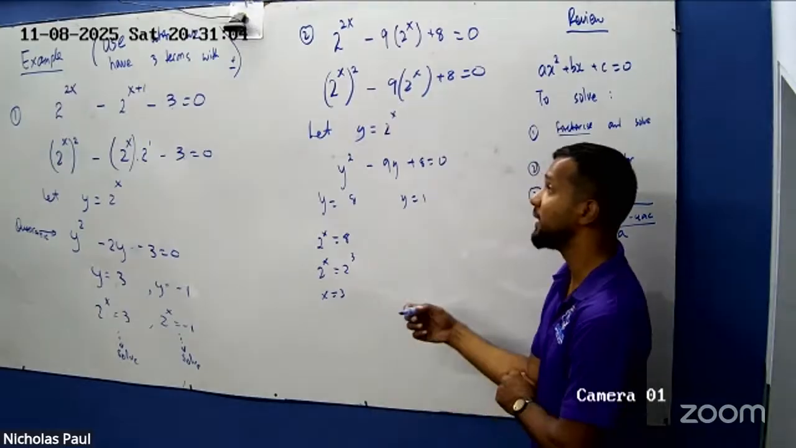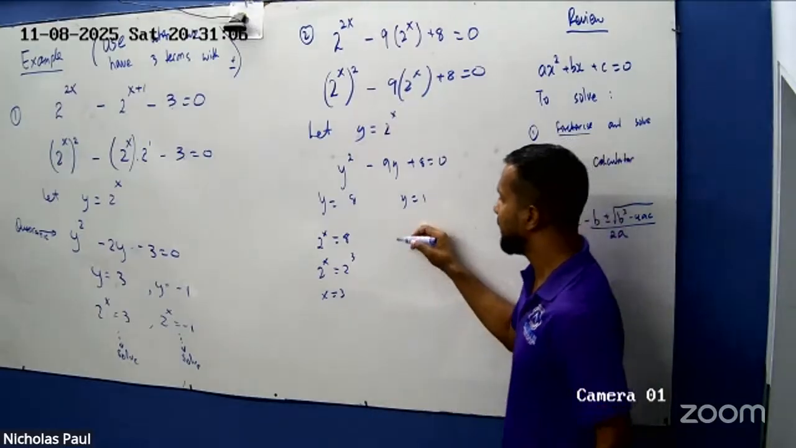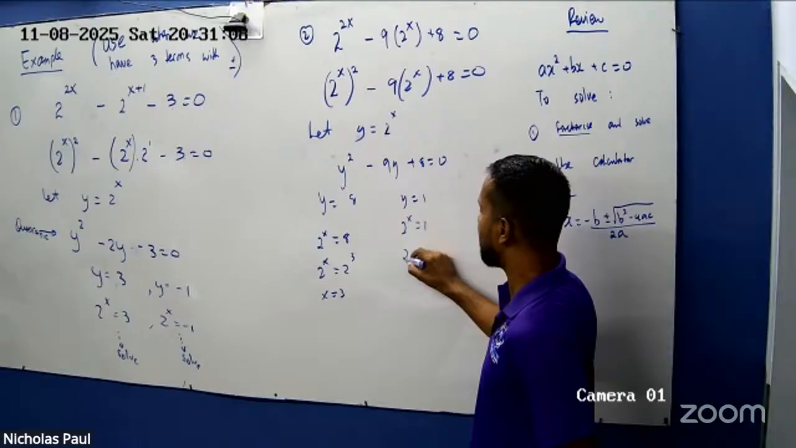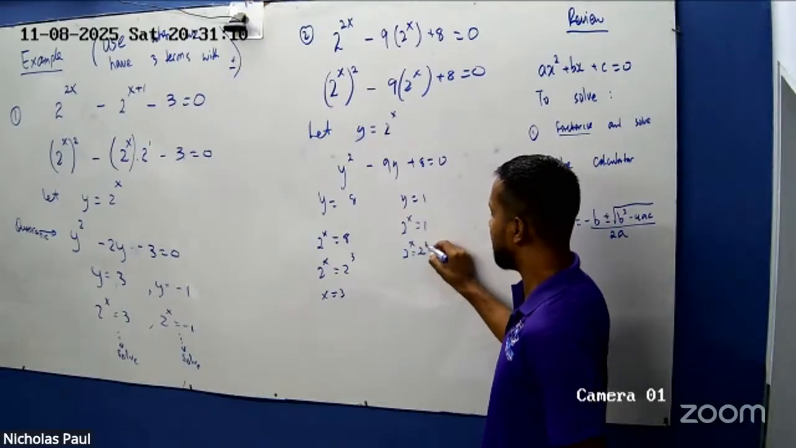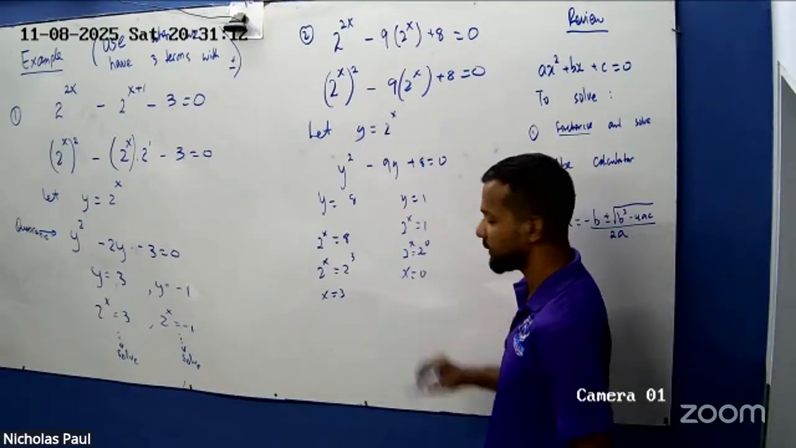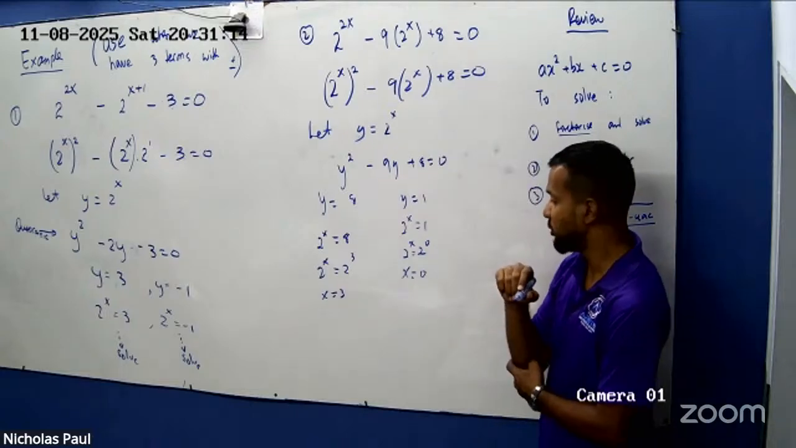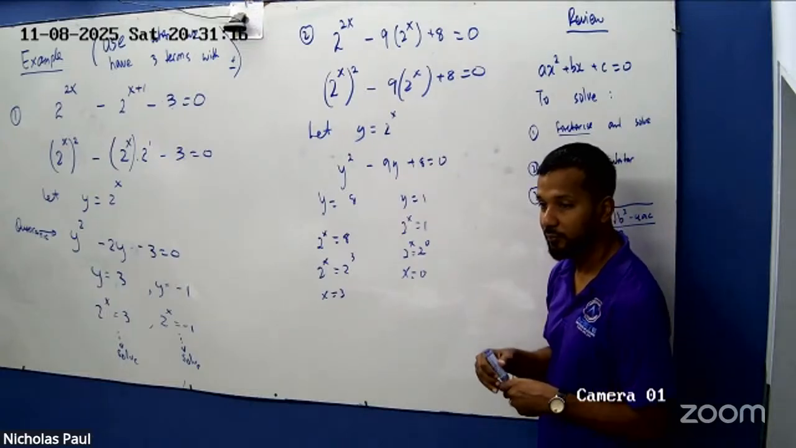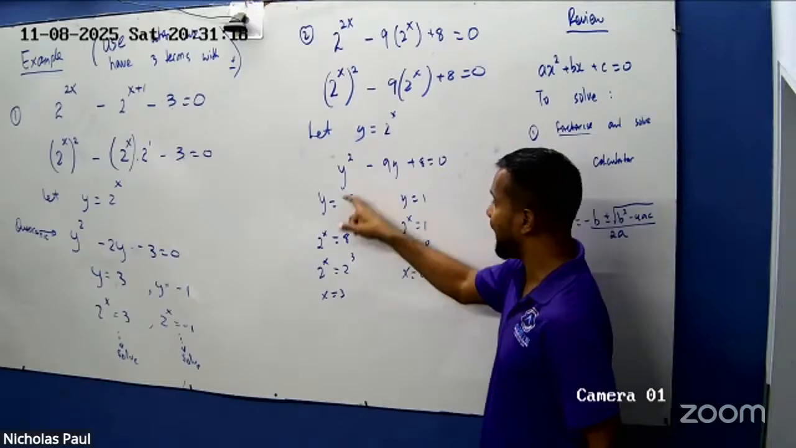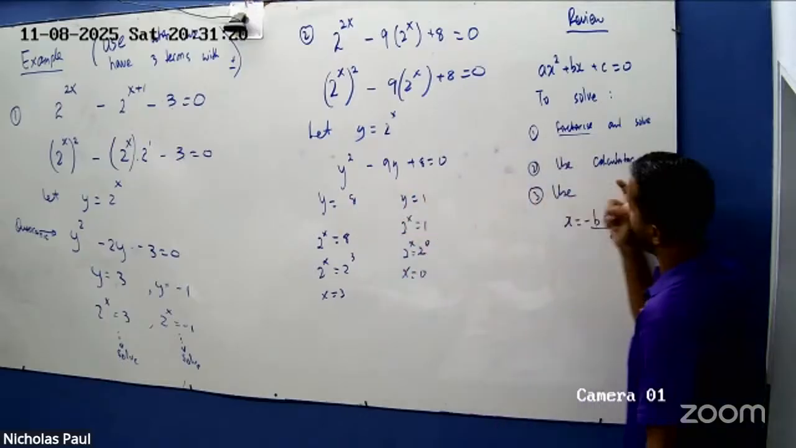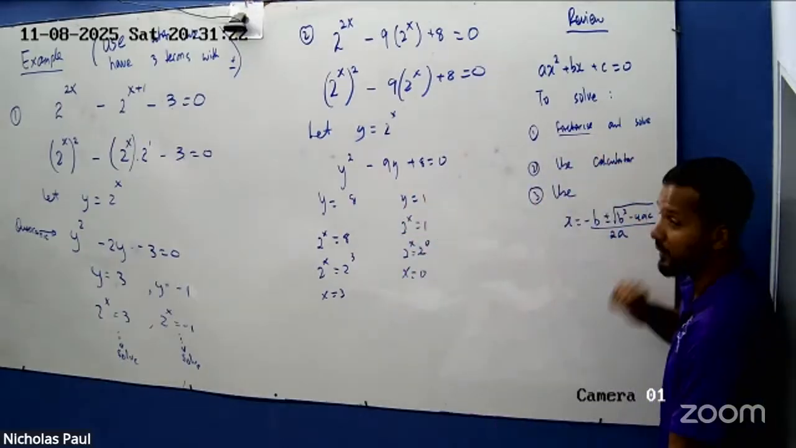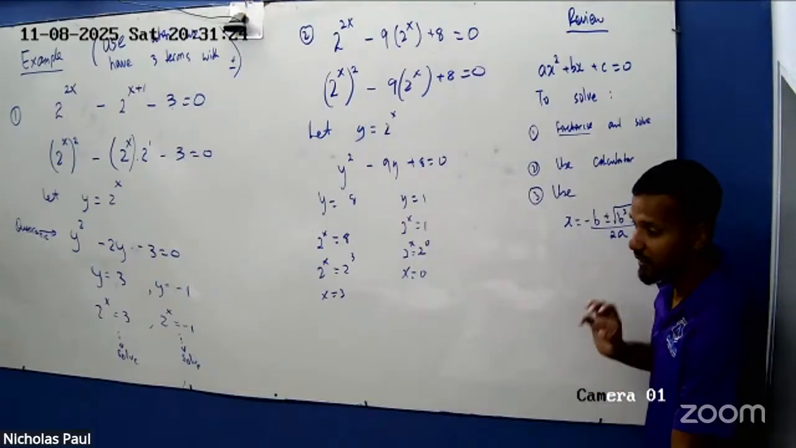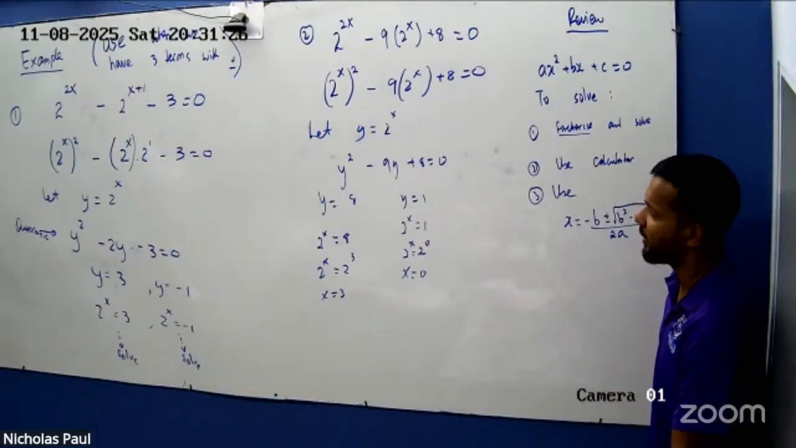Online, send me some answers. Here, 2 to the x is 1. This is 2 to the x equals 2 to the 0, so x is 0. Those are your answers. So you need a calculator to solve, or if you can't use a calculator, you have to factorize and solve. Most of these are given so that you can factorize. All are given so that you can factorize.